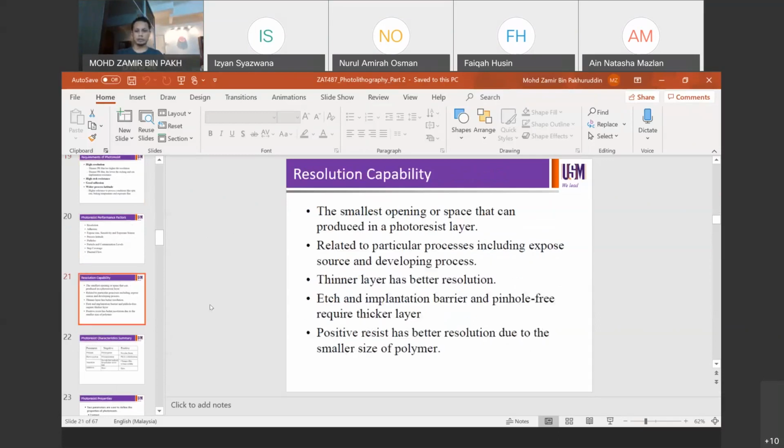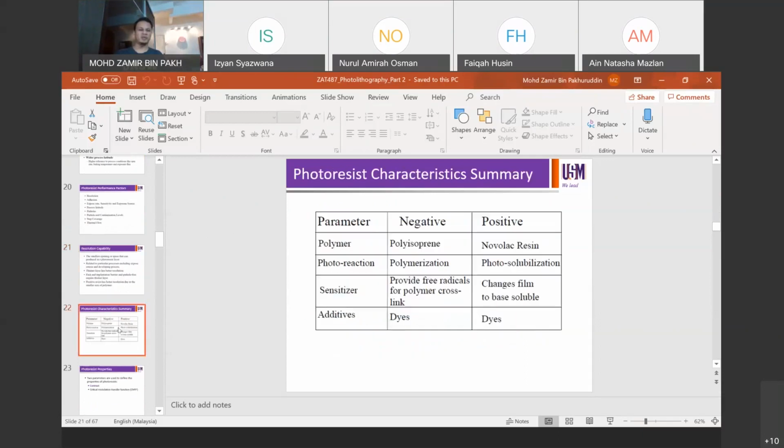So let's talk a little bit about this recap, and then we're going to go to the contrast curve. It summarizes what's happening in the negative and positive photoresist. You can see the polymer content in both negative and positive. The main thing here is the photo reaction that we like to emphasize. Last time when we talked about negative resist, we said the exposed part will be hardened. The real reason for that is polymerization of the resist upon exposure. That describes the photo reaction in the resist. On the other hand, we have photosolubilization, which is the opposite effect in positive resist, where the exposed regions will be soluble in the developer later on. Okay.